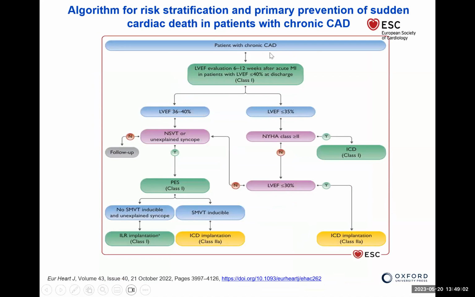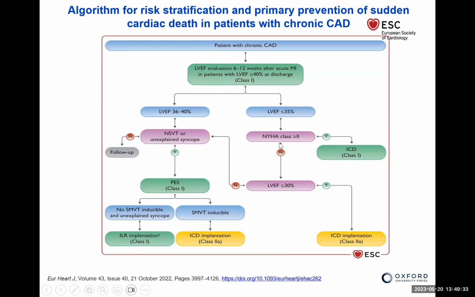In chronic coronary artery disease, if they are 6 to 12 weeks after acute myocardial infarction, if ejection fraction initially at discharge was 40% or less, we need to re-evaluate the ejection fraction 6 to 12 weeks after acute myocardial infarction. This is from the latest European Society of Cardiology guidelines in 2022. So if ejection fraction is 35% or less, and they have New York Heart Association heart failure class 2 or more, then ICD is class 1 indication.